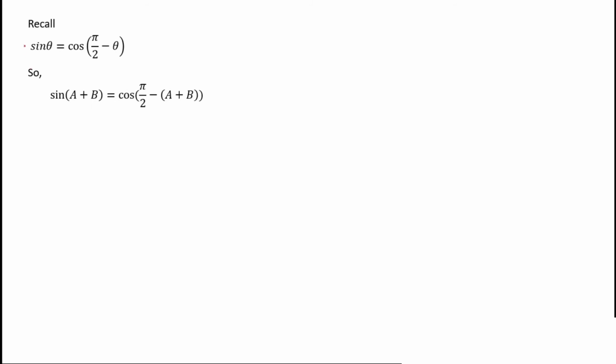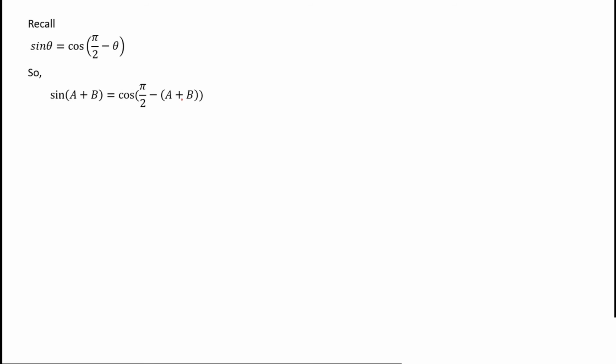Recall that sine of theta is the same thing as cosine shifted right. So like cosine of pi over 2 minus theta, those things are equal. So we're going to use that here. So we've got the sine of A plus B. A plus B being our angle, well, that should be the same thing as cosine of pi over 2 minus the angle of A plus B.